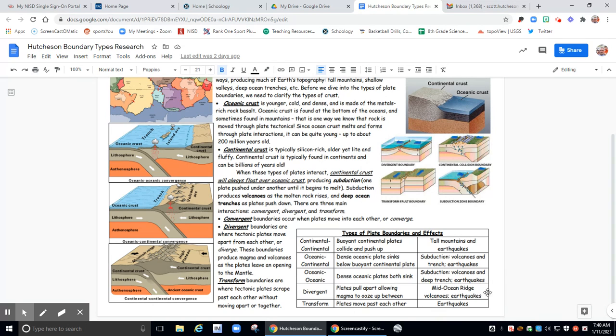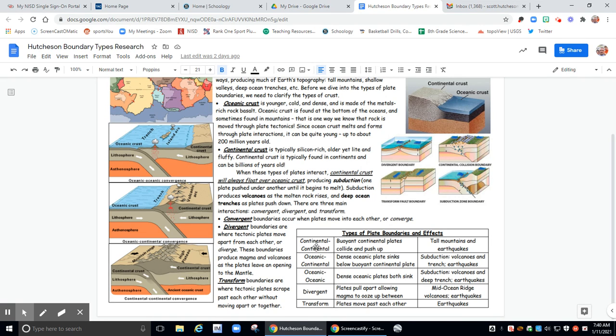So here's a little chart that breaks everything down pretty succinctly for you. We have the types of boundaries. So continental, oceanic, and oceanic. These top three are all convergent boundaries where plates are coming together. And depending on what type of plate is colliding with the other type of plate, we can have some very different results or effects from that.